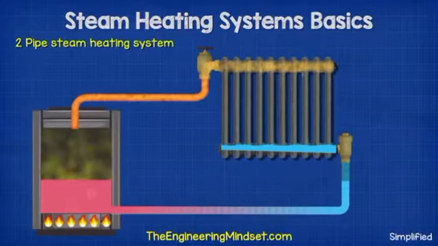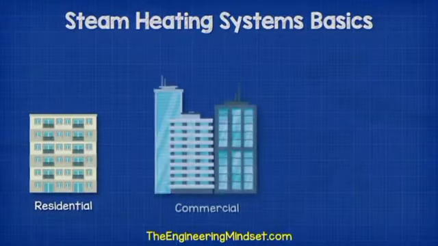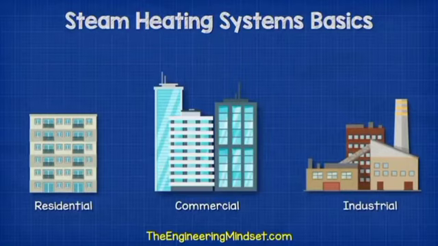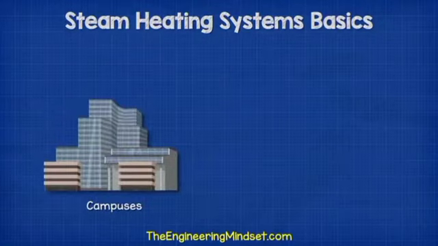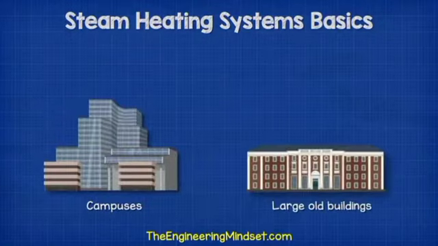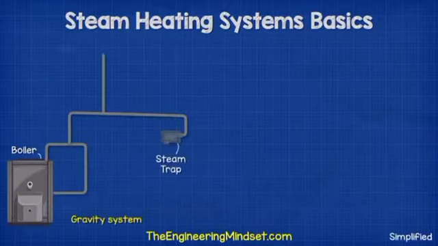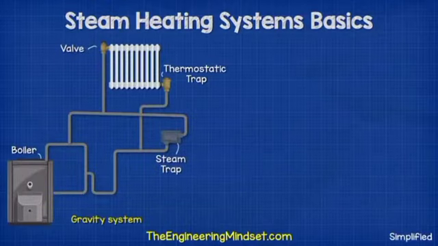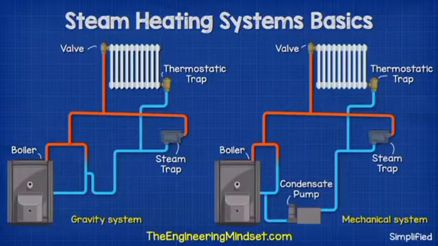Steam heating systems can be found in residential, commercial, and even industrial sites. They're very common in large campuses, especially larger, older buildings. These systems do not require pumps. Instead, they use the steam itself to distribute the heat around the building, although we might find a condensate pump on the return line.